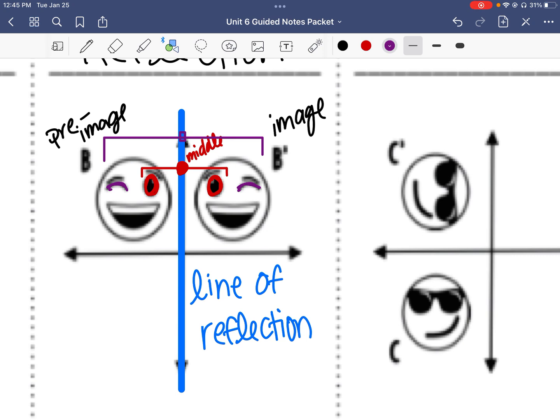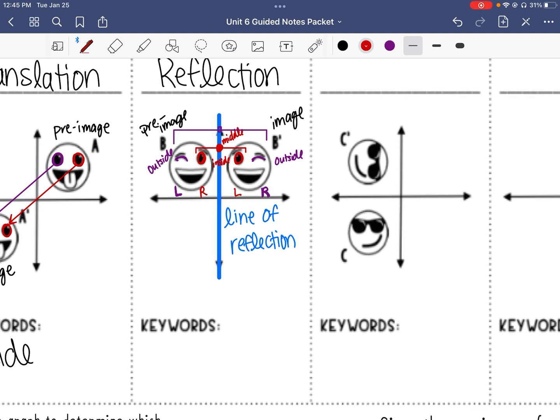Now, part of how we can tell it's a reflection is the location of the eyes, right? So the purple eye, the winking eye, stayed on the outside. It was on the outside here, and it's on the outside here. So it went from being the left side to being the right side. The inside, they stay inside here, right? But this was the right side, and now it's the left side. So it flips around that line of reflection. So keywords for reflection would be mirror or flip.